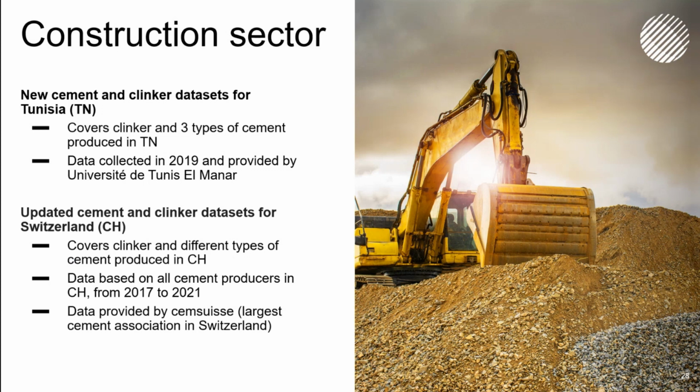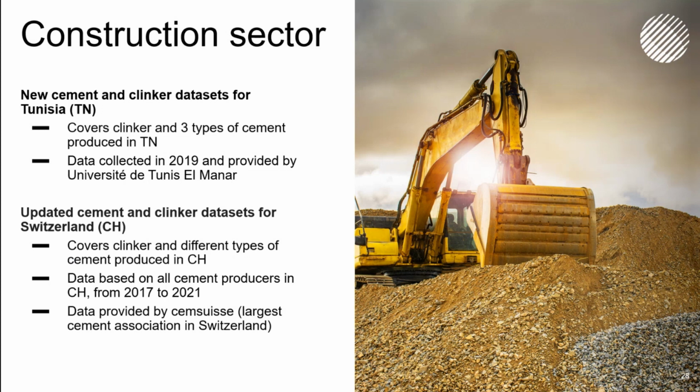The first one concerns data for construction materials in Tunisia, which was a country that was not covered so far in the database. The data was collected in 2019 and covers clinker production as well as the production of 3 types of cement produced in Tunisia.